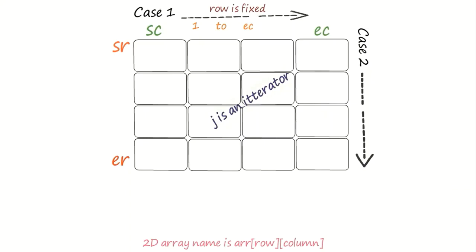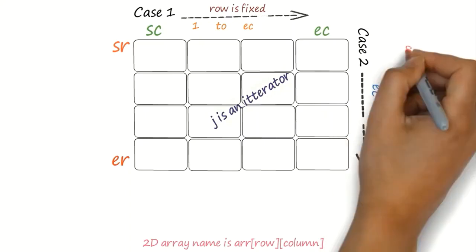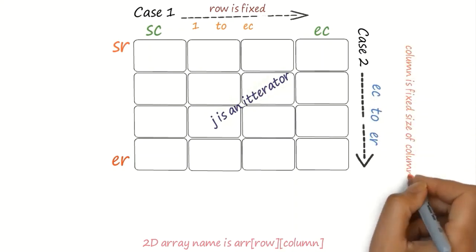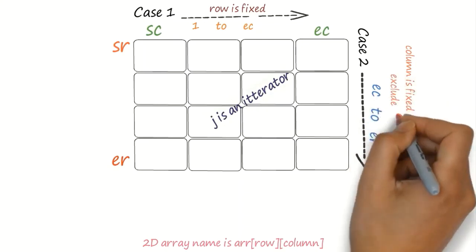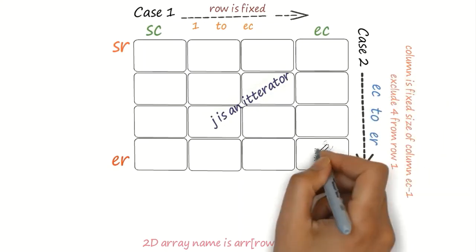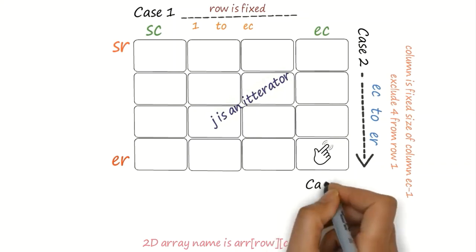Now for case 2, it is very interesting. This for loop will iterate from EC to ER. Here the row is changing but the column is fixed. But what should be the size of the column? Here the size of the column is EC minus 1. Try to remember, we have already printed the fourth element of the first row, so it should be omitted. Therefore we have EC minus 1.